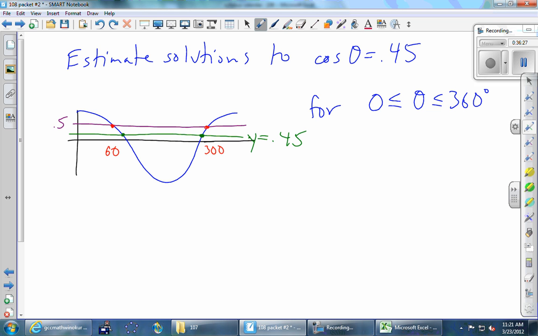Is this first solution more or less than 60? Is it more than 60? It might be tempting because we brought the 0.5 down a little bit, maybe you bring the 60 down a little bit. But if you look at the picture, it's not. We get a little bit bigger. So if you want to say like 63 degrees or 68 degrees, something a little bit bigger than 60. How about the 300?